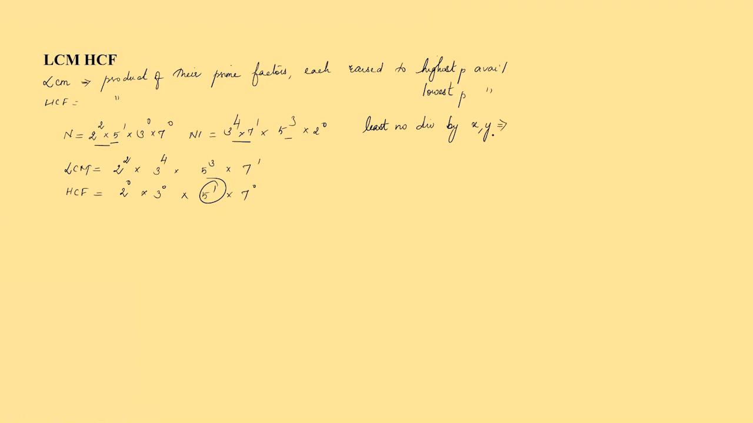The least number that is divisible by 4 and 5. You will take it as 20, nothing but the LCM of 4 and 5. So when you are asked to figure out what is the least number divisible by x and y, you just have to go with the LCM of x comma y.